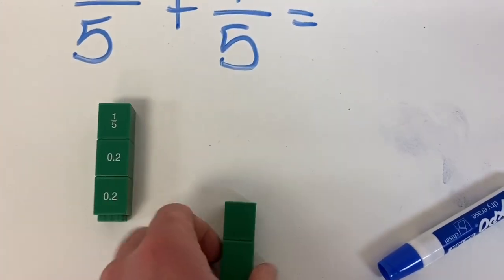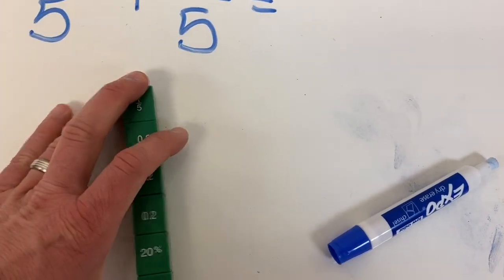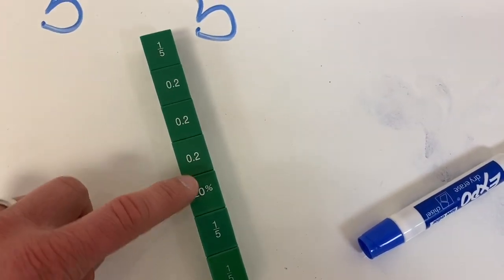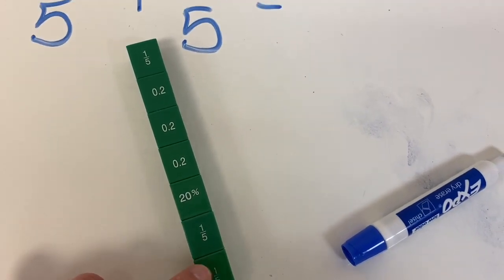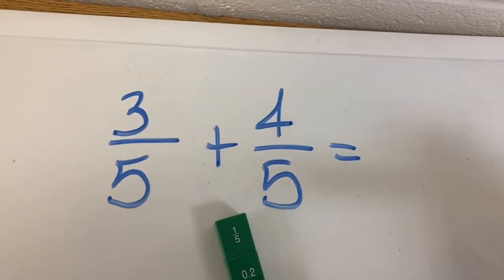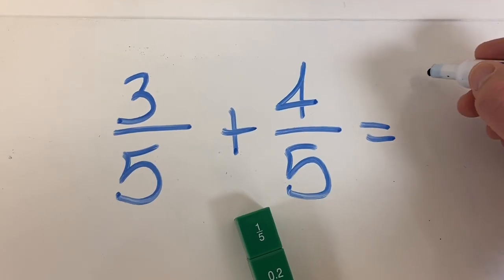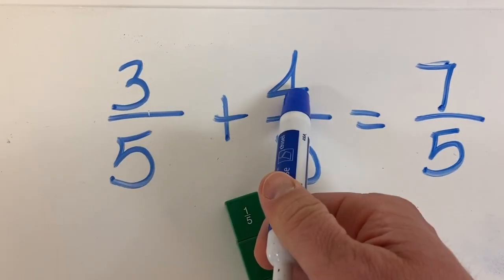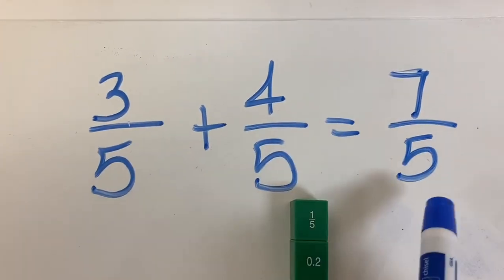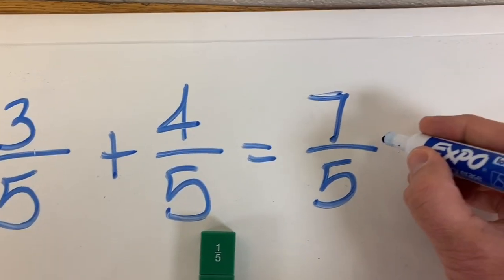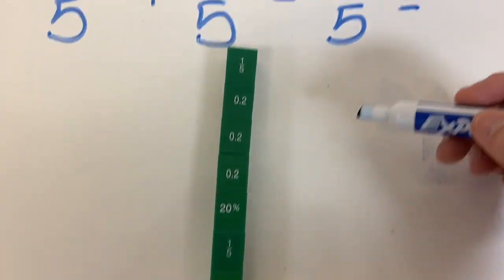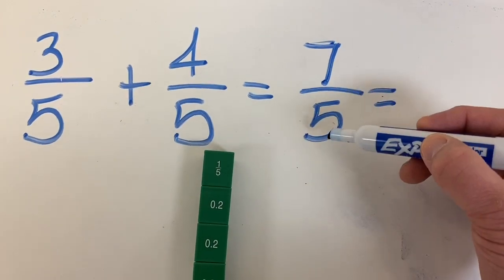When we put 3/5 together with 4/5, we get how many fifths? 1, 2, 3, 4, 5, 6, 7 fifths. So 3/5 plus 4/5 is 7/5. So notice the numerators changed, but the denominator stayed the same. So 7/5, what does that equal as a mixed number? Because right now it's an improper fraction. Improper fraction means the numerator is greater than the denominator.